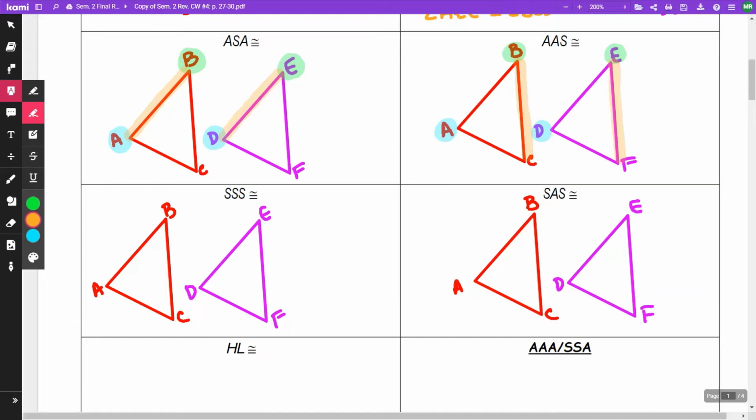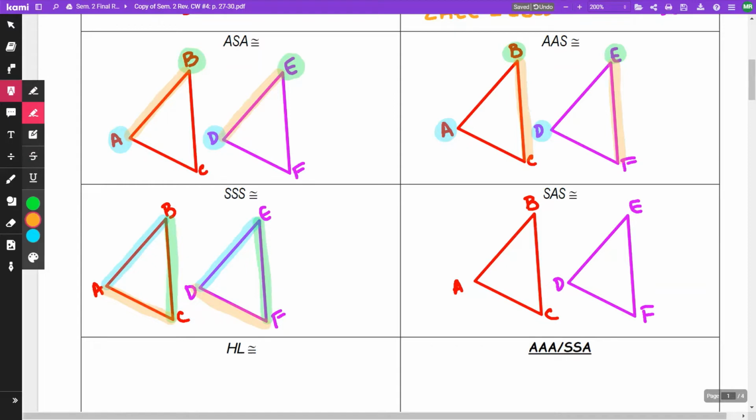For side, side, side, I would need to know, for example, AB being congruent to DE. BC, for example, congruent to EF. And AC congruent to DF. That would be side, side, side.